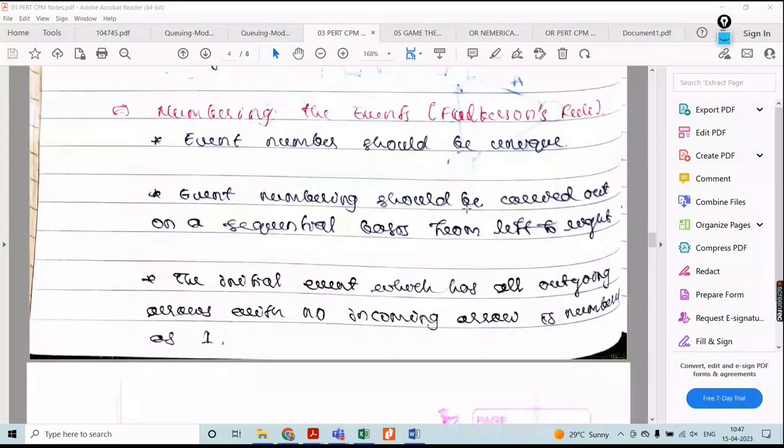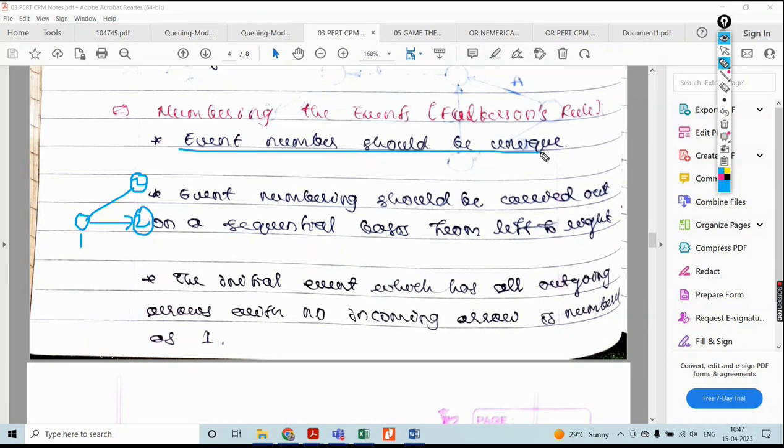Next, numbering of the events. Okay, Fulkerson's rules we are going to use. Then the event number should be unique. It means that there will be event 1, 2. Okay, then again there is no repetition of that particular number. Once again, 2 should not be repeated. Okay, it means that the numbering you are going to use should be unique. It should not be repeated at all.